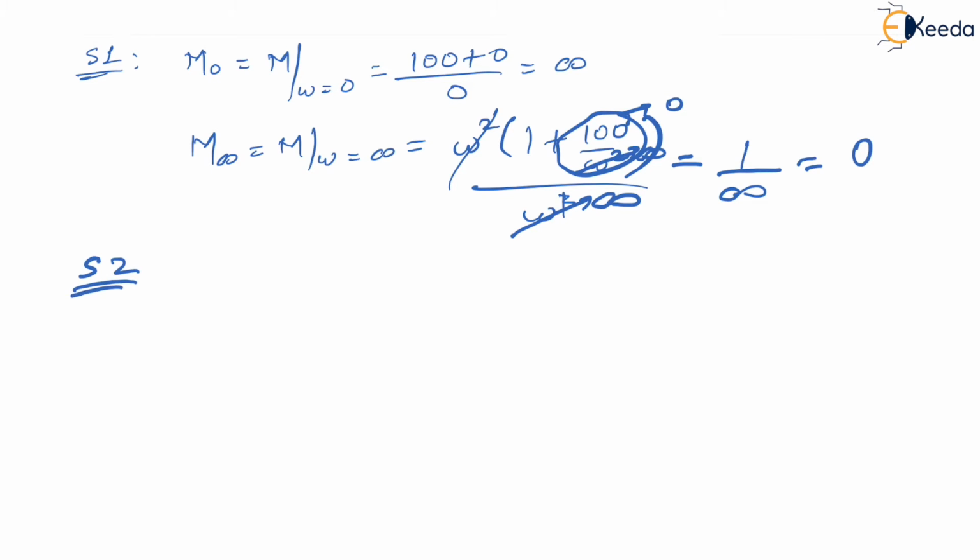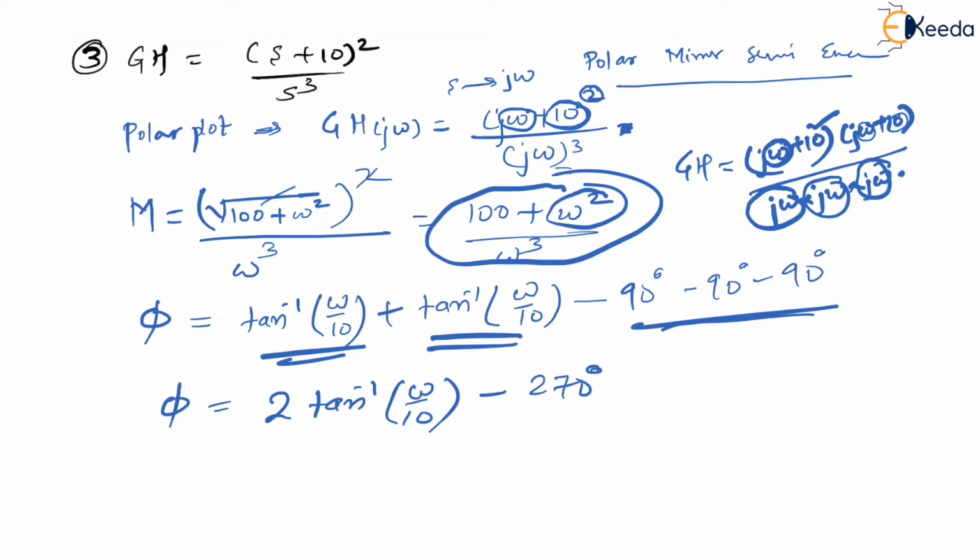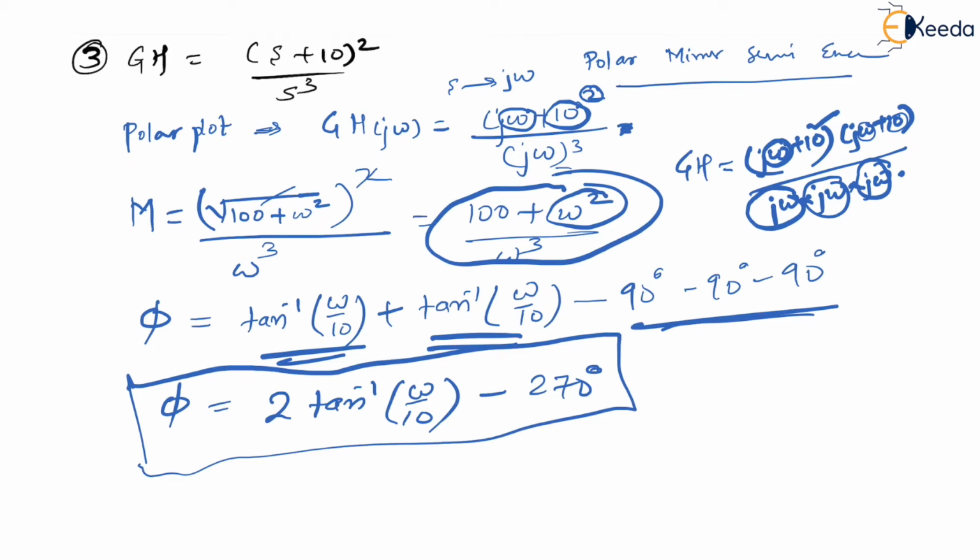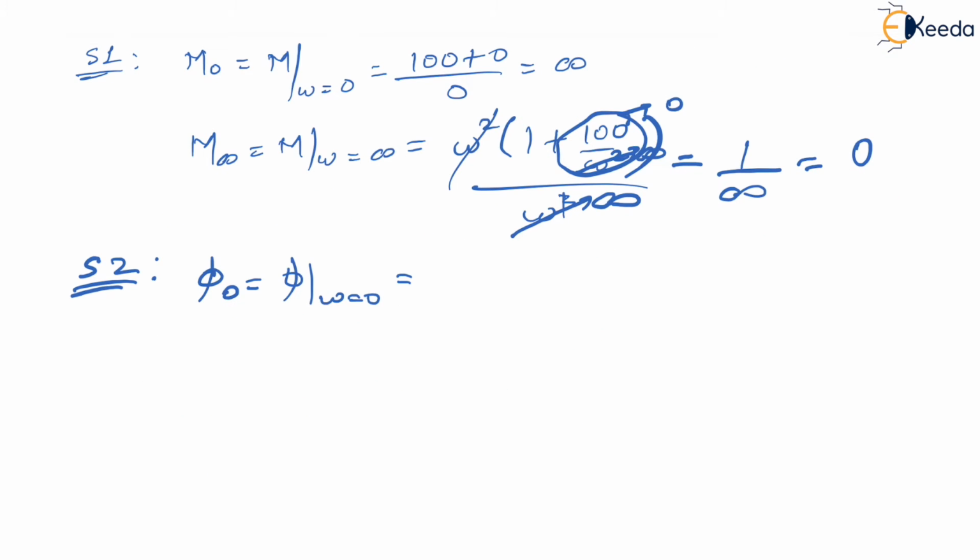Now step 2 is angle. If you think of angle, phi 0 and phi infinity. How much is phi 0? Phi 0 is phi at omega equal to 0. Focus on this angle equation: if you put omega equal to 0, you get 2 times tan inverse of 0 minus 270 degrees. What does that mean? It is equal to minus 270 degrees.